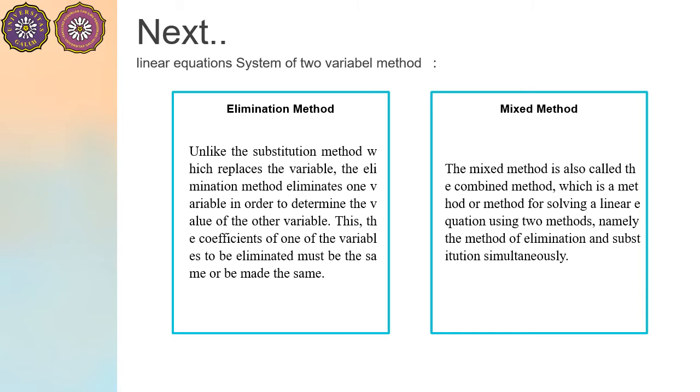The mixed method is also called the combined method, which is a method for solving a linear equation system using two methods, namely elimination and substitution simultaneously.